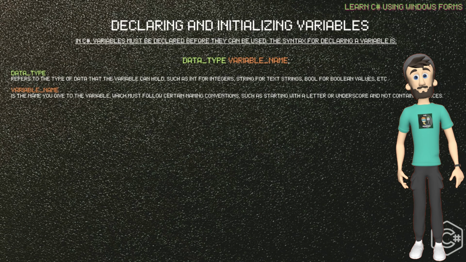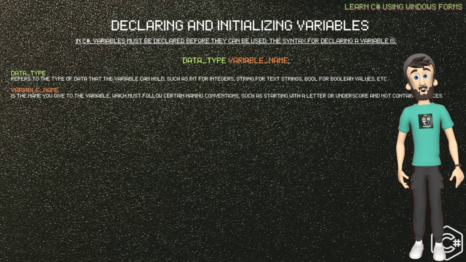In C#, variables must be declared before they can be used. The syntax for declaring a variable is first data type and then the variable name. Data type refers to the type of data that the variable can hold, such as int for integers, string for text strings, bool for Boolean values, etc. Variable name is the name you give to the variable, which must follow certain naming conventions, such as starting with a letter or underscore and not containing spaces.